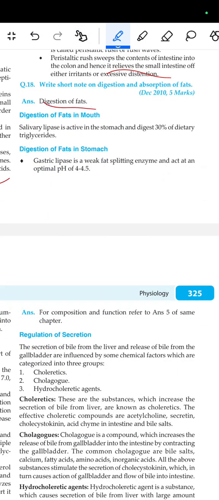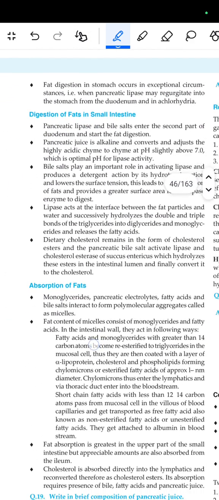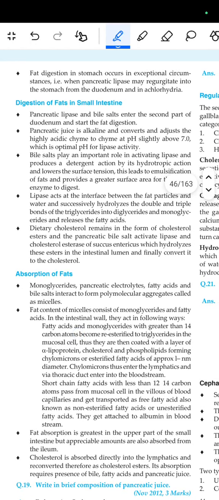Next है, write a short note on the digestion and absorption of fat. Digestion of the fat in the mouth: salivary lipase is active in the stomach and digests 30% of the dietary triglycerides. Digestion of the fat in the stomach: gastric lipase is a weak fat splitting enzyme and acts at an optimal pH of 4 to 4.5. Next है, fat digestion in the stomach occurs in exceptional circumstances, when pancreatic lipase may regurgitate into the stomach from the duodenum, and in achlorhydria.